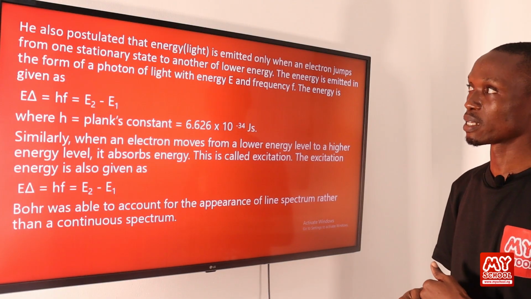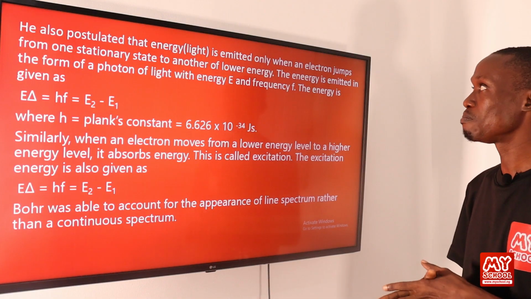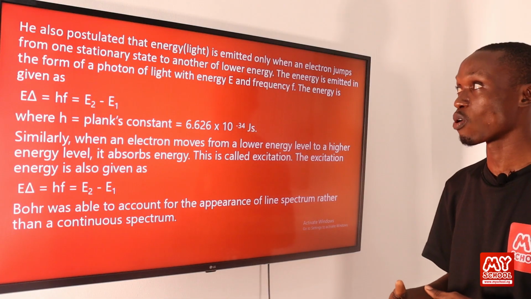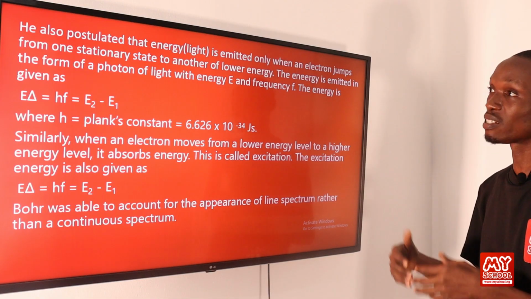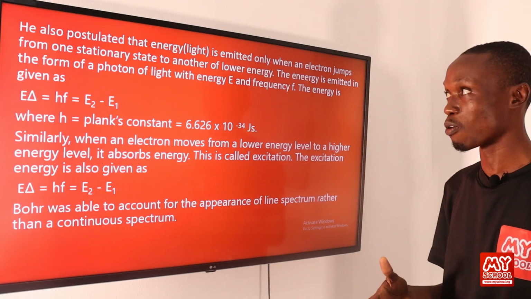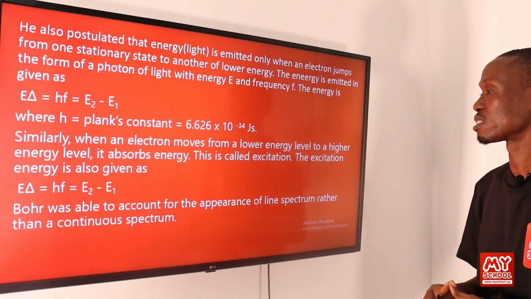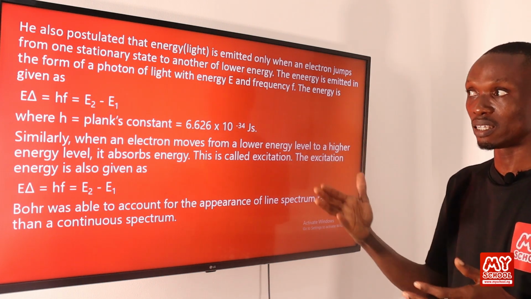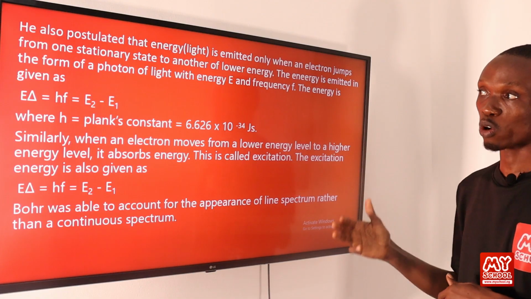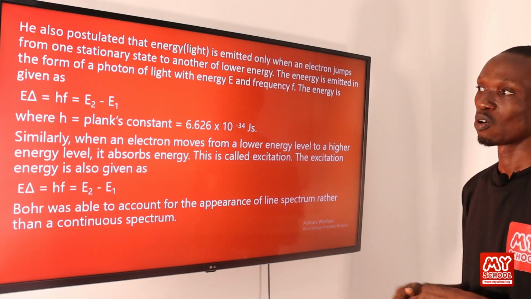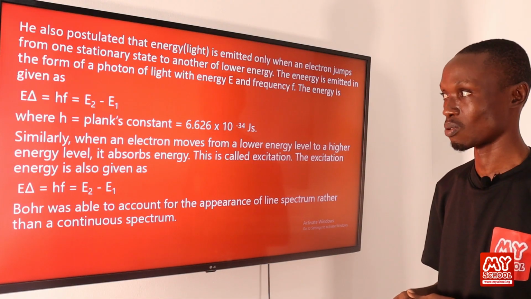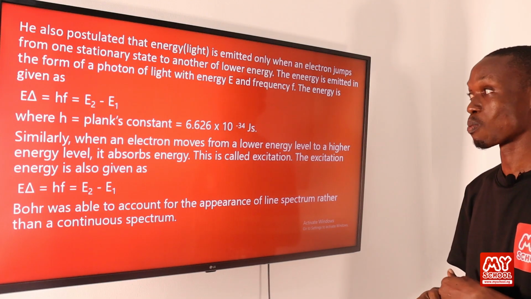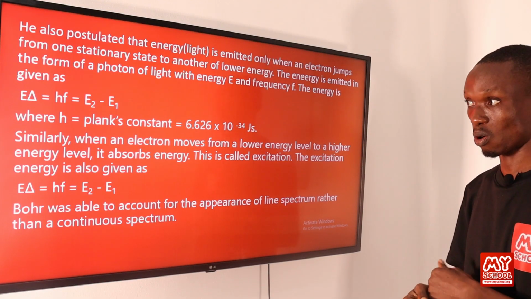Now, he also postulated that energy, that is light, is emitted only when an electron jumps from one stationary state to another of lower energy. The energy is emitted in the form of a photon of light with energy E and frequency f. So the energy change, delta E, is equal to hf, which is equal to E2 minus E1, where h is the Planck constant, and Planck's constant is equal to 6.626 times 10 raised to the power minus 34 joule-seconds.